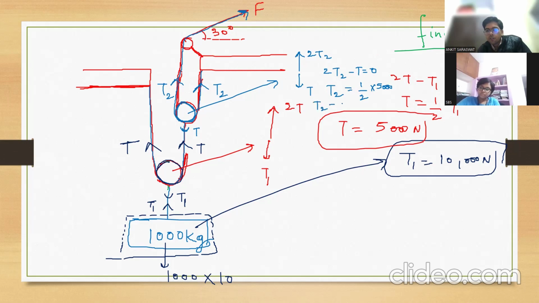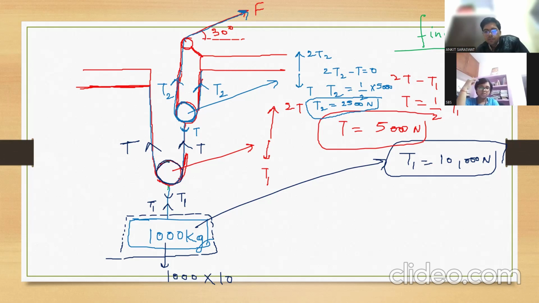T2 will be what? Half of 5000, 2500 Newton. I am solving like this, but in exam, you can solve directly. Simple half. Tension will be half of the force applied on a pulley. That is the concept. If you are applying 1000 Newton, it will be 500 on the string. If you apply 500 Newton on the pulley, then 250 Newton on the string.